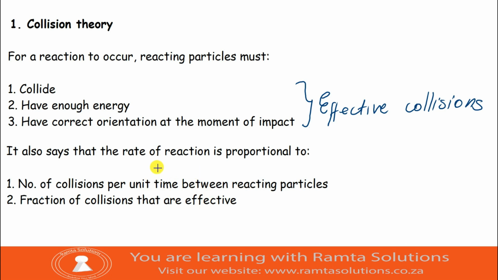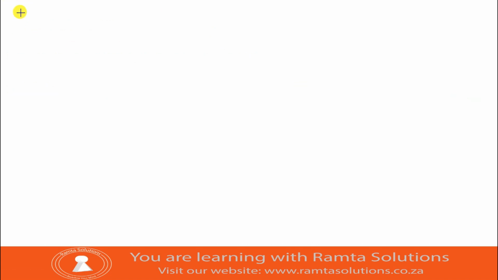So this is how the collision theory explains the rate of reaction. It says the rate of reaction is proportional to these 2 conditions. Now also remember, for a reaction to occur, these 3 conditions must be met. None whatsoever should be missing. All these 3 conditions should be met. Now, let's get into the factors affecting a rate of reaction.